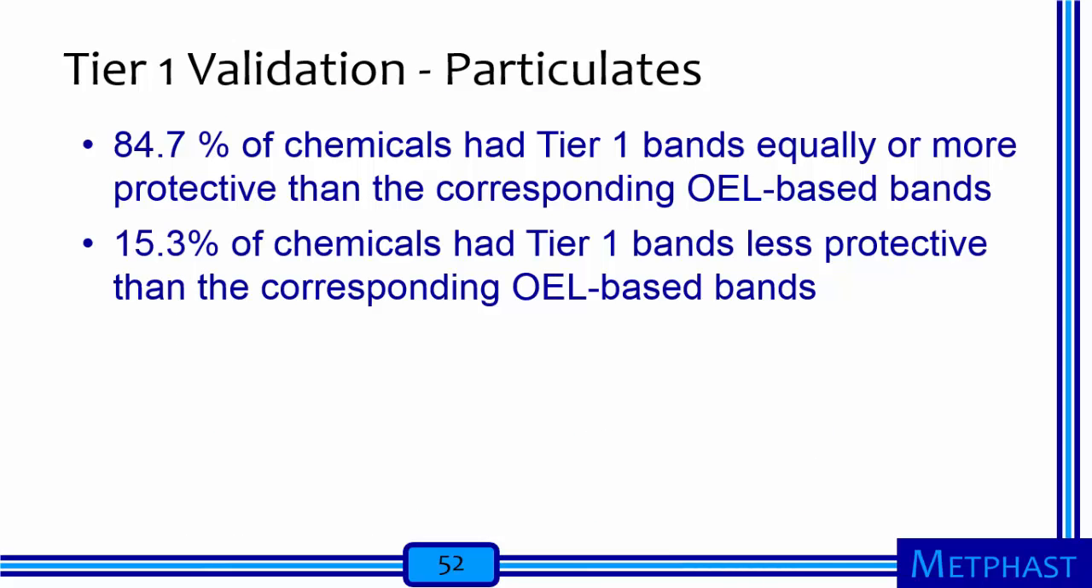We see that 84.7% of the chemicals had Tier 1 bands equally or more protective than the corresponding OEL-based bands, and 15.3% of the chemicals had Tier 1 bands less protective than the corresponding OEL-based bands.